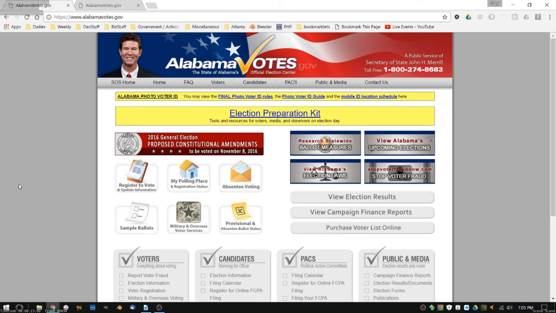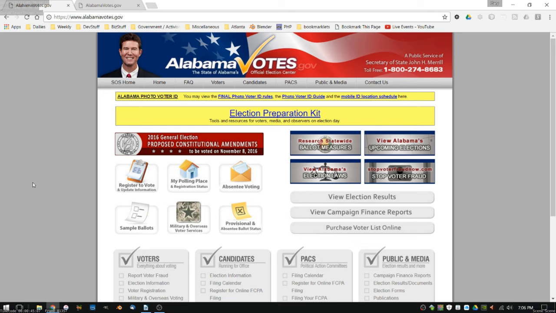Also, make sure you understand what type of voter IDs you need at the polls. And verify the polling places. Make sure you show up at the right place, because some of the places have moved and some of the polls have closed due to budget cuts. So make sure you take a look at alabamavotes.gov and check out your registration information and your polling place.